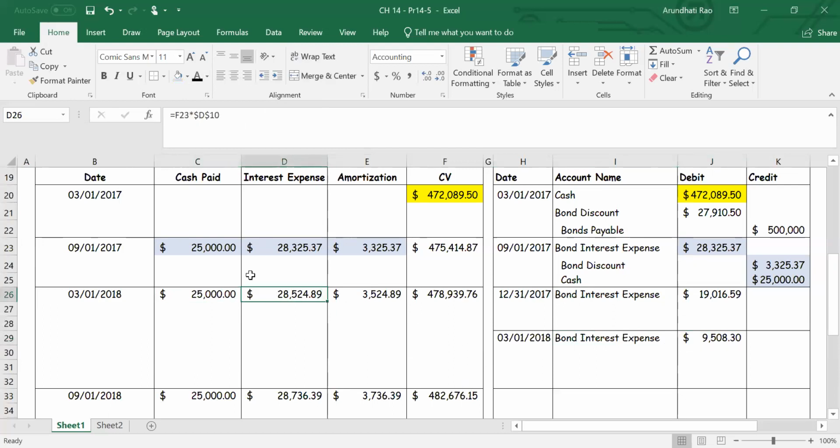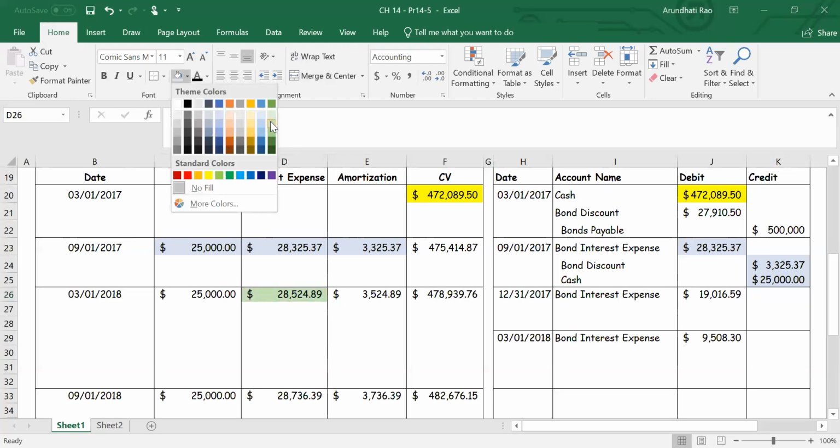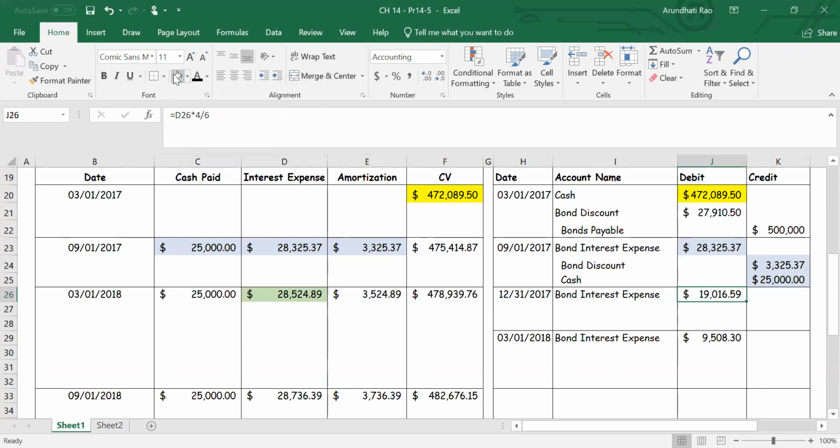So I'm going to highlight this number over here. And now I'm going to use different colors all the way through so you know where these numbers came from. Bond interest expense, 4/6 and 2/6. The next I'm going to look at is bond discount. Bond discount, I do the same thing. This number is going to be 4/6 and 2/6. That's how I'm going to allocate it. The credit side. Okay.